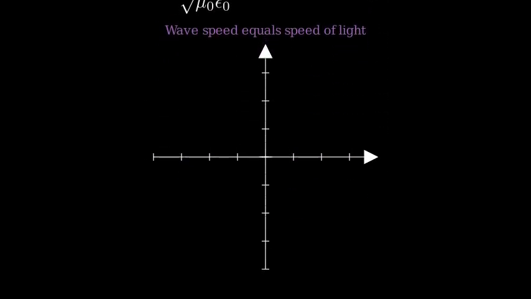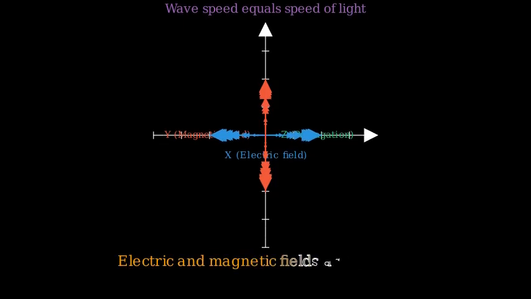We'll set up a 3-dimensional coordinate system where the wave will propagate along the positive z-axis. The electric field, shown in blue, oscillates along the x-axis, while the magnetic field, shown in red, oscillates along the y-axis. As the wave propagates through space along the z-axis, both fields oscillate in a sinusoidal pattern. Notice that the electric and magnetic fields are in phase with each other. When one reaches its maximum amplitude, so does the other.